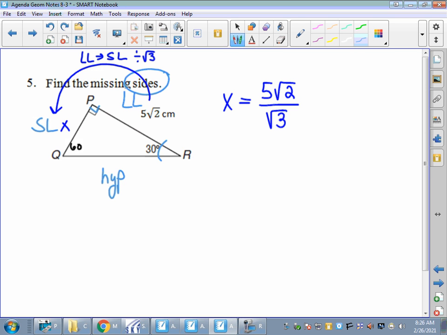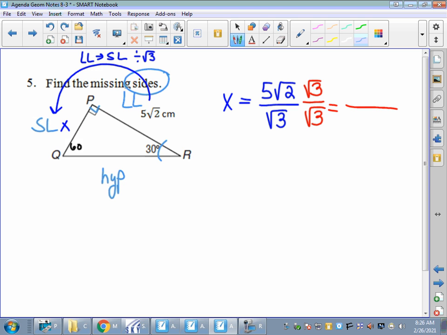Is anybody highly intimidated by all these radicals? Don't be, because we can just do our work on the side. I don't actually even care about a square root of 2 on the top. I'm not going to turn it into a decimal because then I've rounded it. I'm going to keep everything in radical form, but the only thing I care about is the square root of 3 on the bottom. How do I get rid of a square root of 3 on the bottom? I multiply by a square root of 3 over a square root of 3.